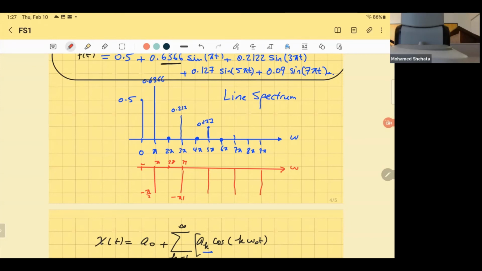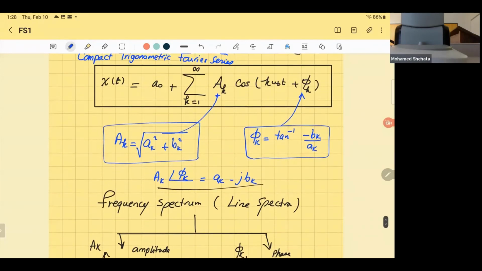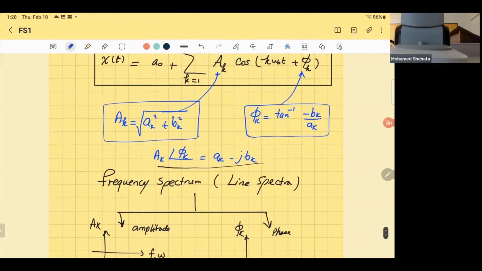This is the phase. Yeah, I will write. That's the phase spectrum in red. And the one in blue, we call it magnitude spectrum. And both, you can call them line spectra, because the plural of spectrum is spectra. So that's what you call it, line spectra. Or sometimes it's frequency. So it's important if you can convert it to compact form, then you can get both.